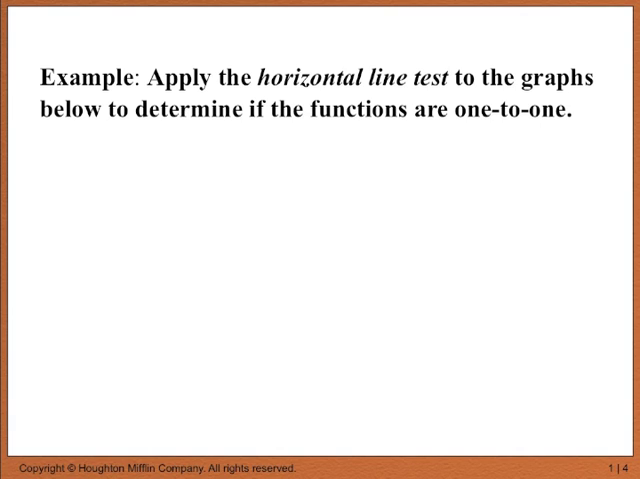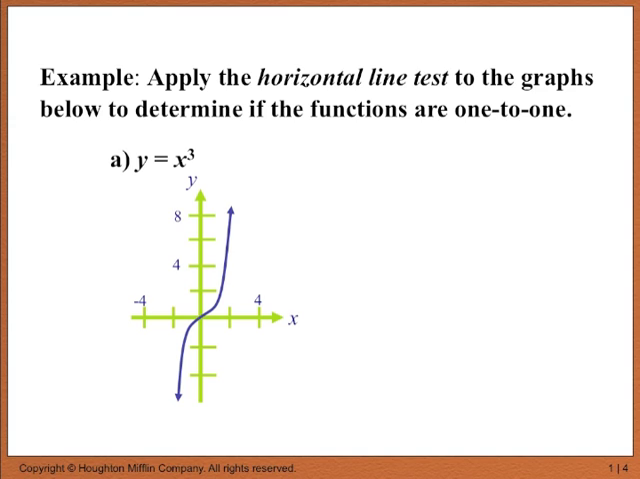Example: apply the horizontal line test to the graphs below to determine if the functions are one-to-one. Y equals x cubed. This is a rough graph of y equals x cubed. So try to do this on your own. Pause the video and then resume when you've determined whether it's one-to-one or not.